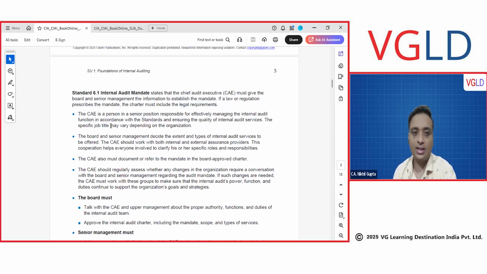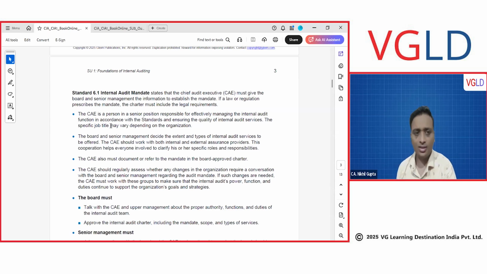The chief audit executive is who? The chief audit executive is a person in a senior position responsible for effectively managing the internal audit function. So the CAE is within the organization what we call the head of internal audit or manager internal audit. The terminology, the designation name might be different, but it is one person at a very senior position in the company who is responsible for effectively managing the internal audit functions.